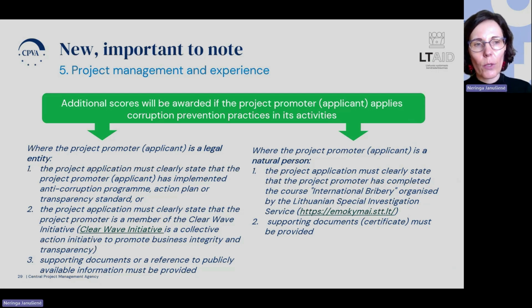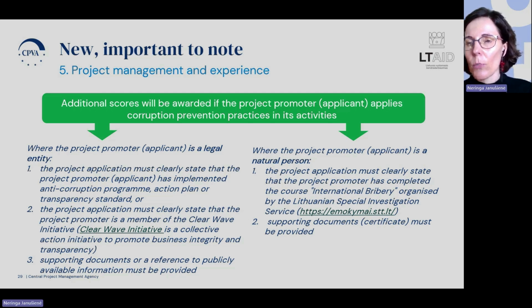And in case of this call, additional scores will be awarded if the project promoter applies corruption prevention practices in its activities. When the applicant is a legal entity, the project application must clearly state that the project promoter has implemented an anti-corruption program, action plan, or transparency standard. Or the project application must clearly state that the project promoter is a member of the Clear Wave initiative. The Clear Wave initiative is a collective action initiative to promote business integrity and transparency. And of course, supporting documents or references to publicly available information must be provided together with the project application.